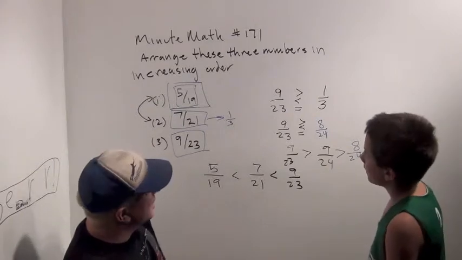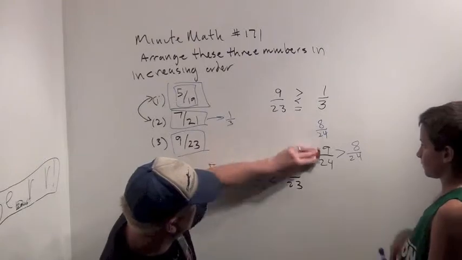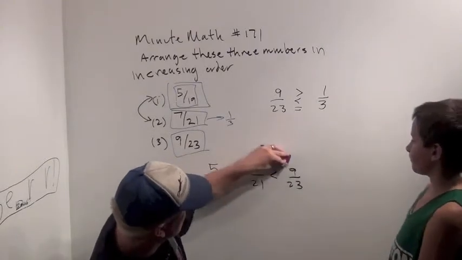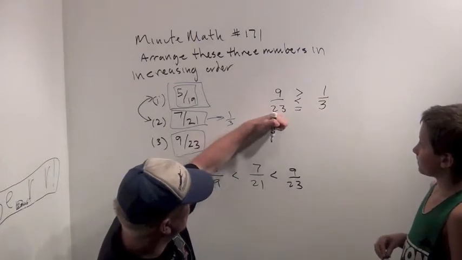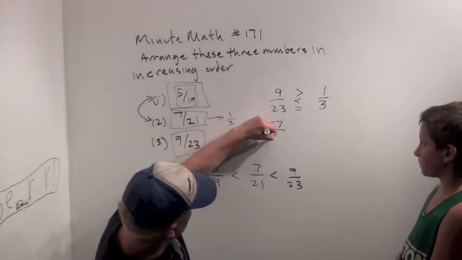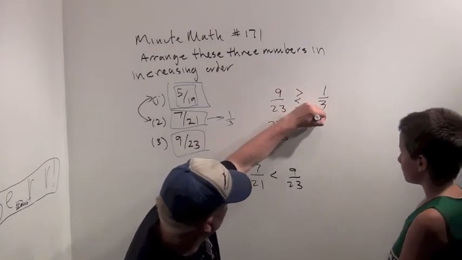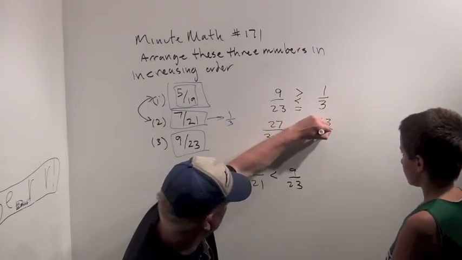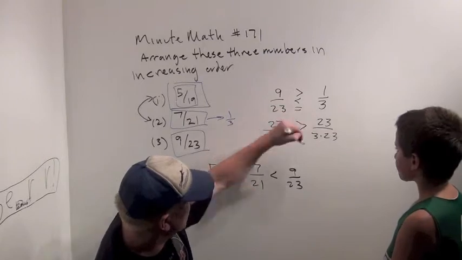Awesome. I like your way of doing it here. Another way you could have done the comparison in both instances is to get a common denominator, which would have been much easier. I multiply this one by 3/3 and get 27/(3 times 23). On this one I multiply by 23/23 and get 23/(3 times 23). Notice I don't need to multiply out the bottom, but we see that this one's bigger.